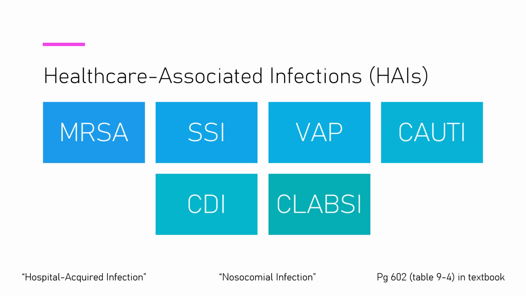savings. The most common HAIs are MRSA, methicillin-resistant Staphylococcus aureus, SSI, surgical site infections, VAP, ventilator-associated pneumonia, CAUTI, catheter-associated urinary tract infections, CDI, Clostridium difficile infections, and CLABSI, central line-associated bloodstream infection.